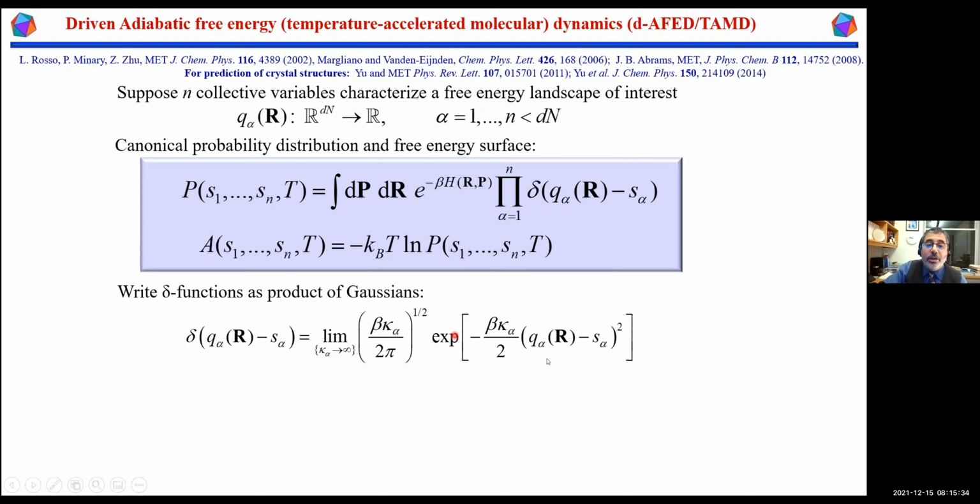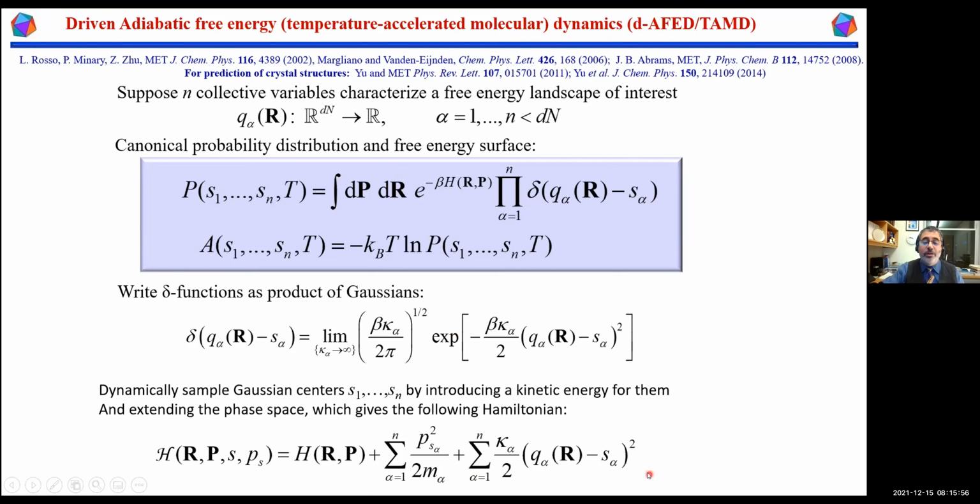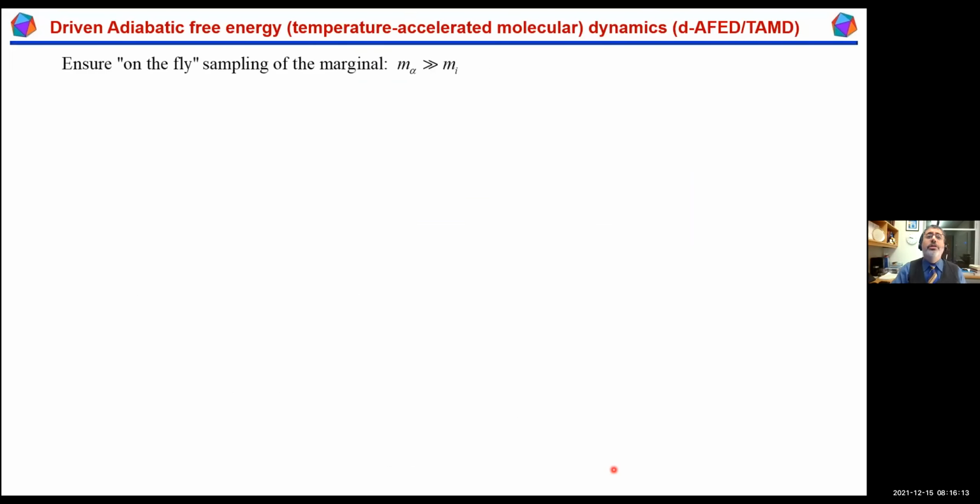And when you do that, it looks like a kind of harmonic coupling between the collective variable and the S that characterizes your marginal. So the way that you would sample something on the fly to sample this marginal is to extend your phase space, treat this as an additional kind of potential energy term, and add a kinetic energy, a fictitious kinetic energy with some fictitious masses for these S's so that you can actually move them around, all right? Now that'll sample something, but it doesn't actually sample your marginal until you include some additional conditions.